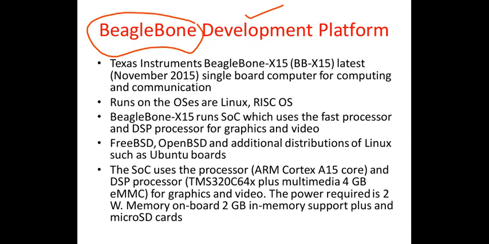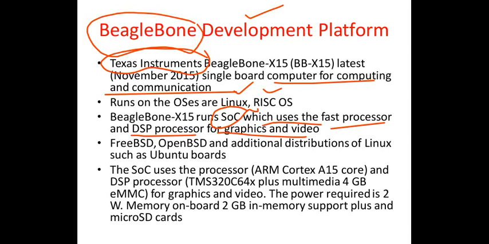Single board computing and communication, runs on RISC OS as well as Linux, right? Runs SoC, system on chip, which uses the processor and DSP processor for graphics and video. Again, this we have already seen, FreeBSD, OpenBSD, additional distribution of Linux such as Ubuntu boards, right? So all these things are as applicable to your Raspberry Pi. The system uses the processor ARM Cortex A15 core.